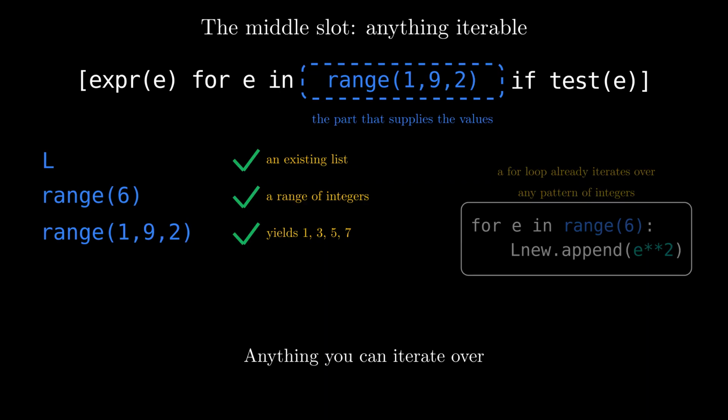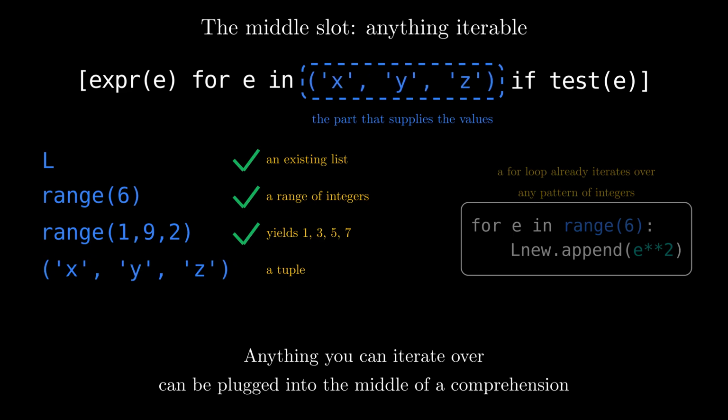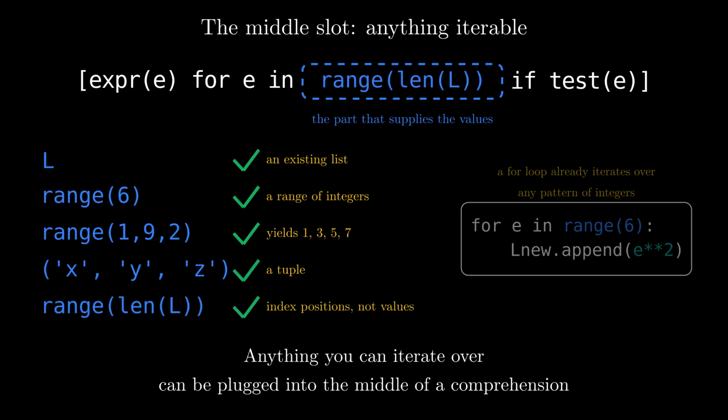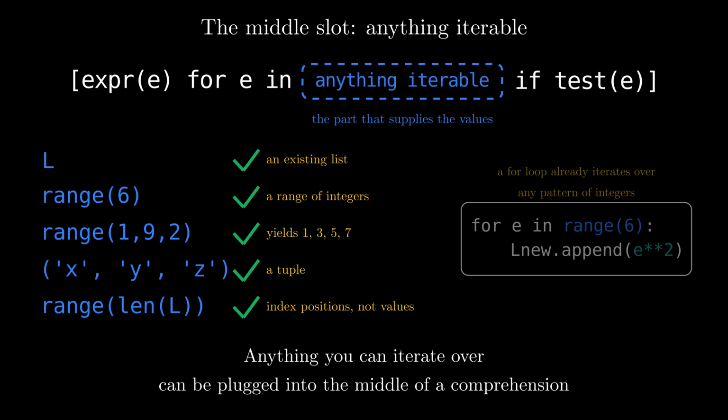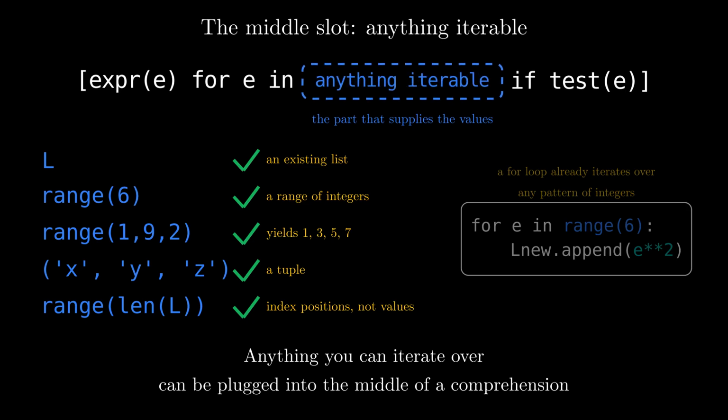As long as you have a sequence of values you can iterate over, you can plug it into a list comprehension. You can iterate over lists, over a tuple, over a range directly, over a range of the length of L when you want the index positions rather than the values. Whatever creates an iterable for you can go in the middle of a comprehension.